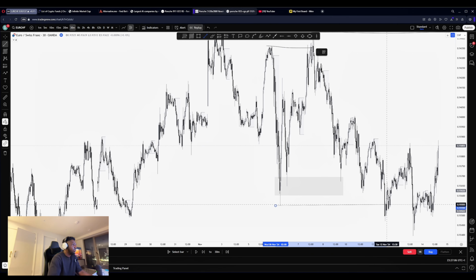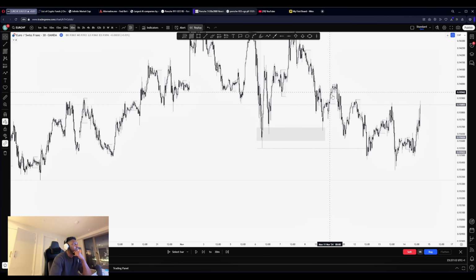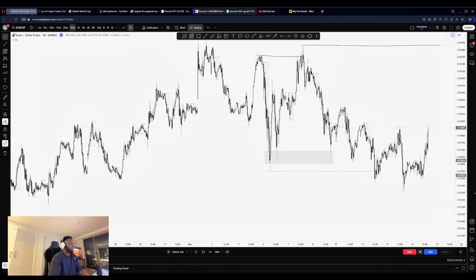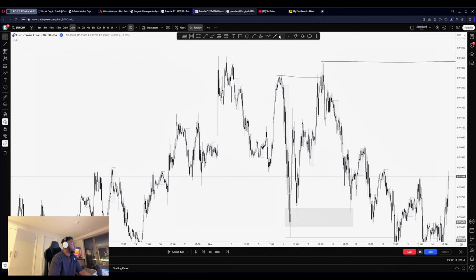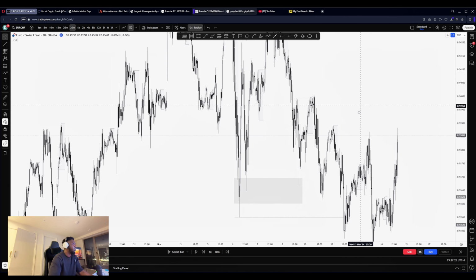Eventually broke a major low right here. So this makes this order block very valid for me. And we also have a sweep here. So this order block is very valid for me.